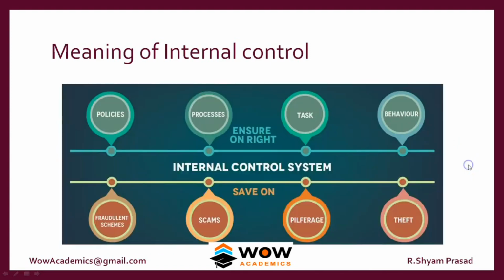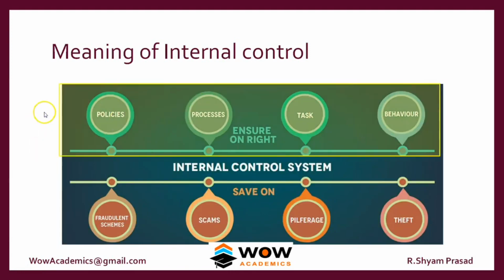So our company should have all these things right: the policies, the processes, the tasks, and the behavior of employees. If these things are properly aligned, it will help us to reduce fraudulent schemes, scams, pilferage, and theft.